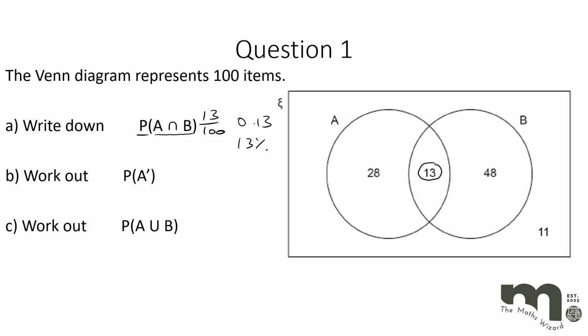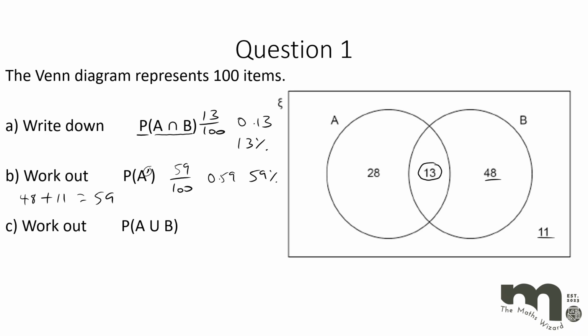Right, the next one says work out the probability of it not being A. Essentially, when you've got this little line here, I suppose it's kind of like an apostrophe, it means basically what is not A, because that's next to the A. So the only bits that are not A are these here. So we've got 48 and 11. Now 48 add 11 is 59. So that's going to be 59 over 100, or 0.59, or 59%. So any of those will be appropriate for this.